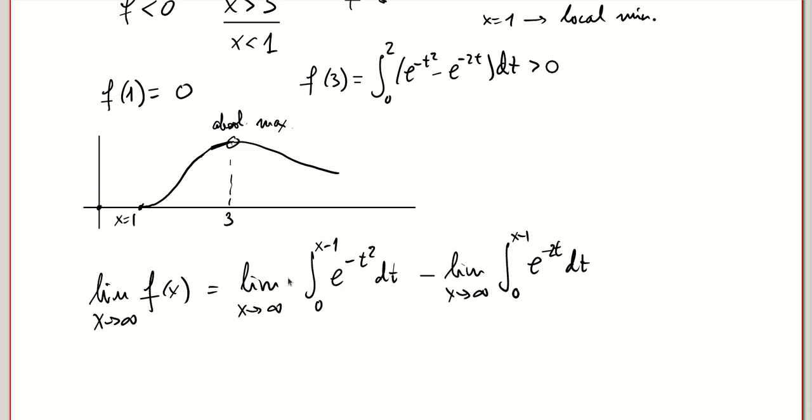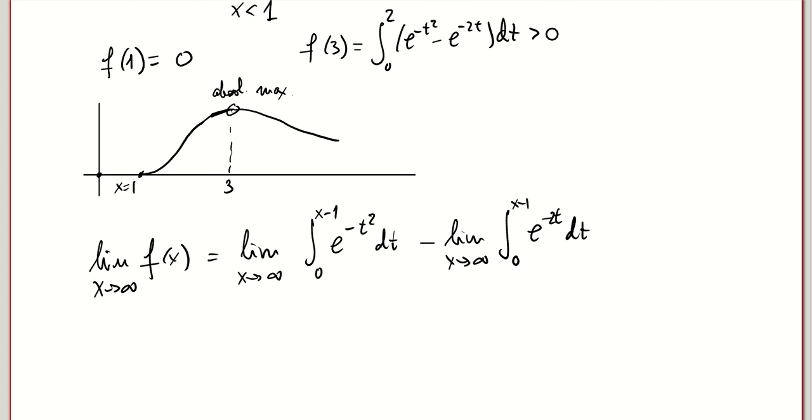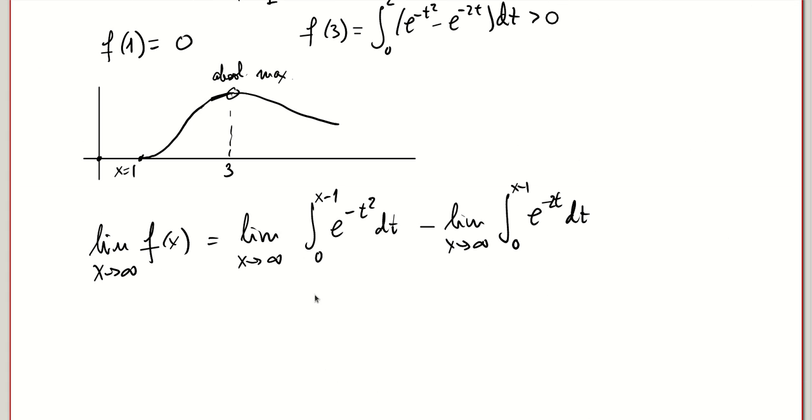To calculate the first one is where we need this limit here. But it doesn't matter if you have x here or x minus 1, because when x goes to infinity, this goes to infinity. Whether it is x or x minus 1 doesn't matter. So the limit of that is square root pi divided by 2. Okay, so that's the first bit.